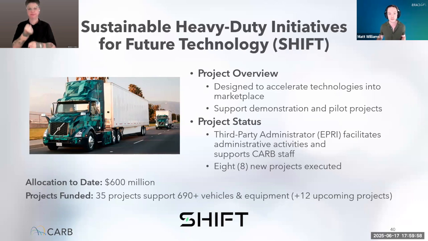Since its inception, this program has allocated over $600 million for 35 projects, with over 690 vehicles and equipment deployed. In addition to this, the most recent solicitation was held in 2023 and provided $175 million in funding, resulting in 12 new projects, 8 of which have been executed. CARB has also onboarded a third-party administrator, EPRI, and they are helping facilitate administrative activities to support the CARB project liaisons and grantees with implementation of these projects.